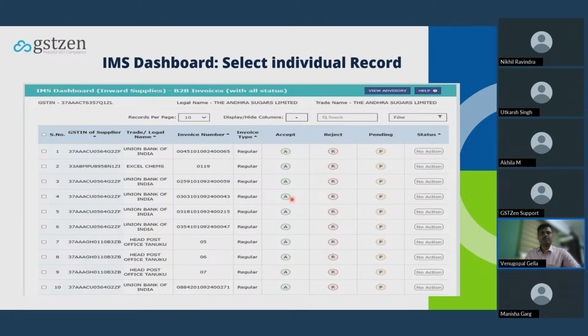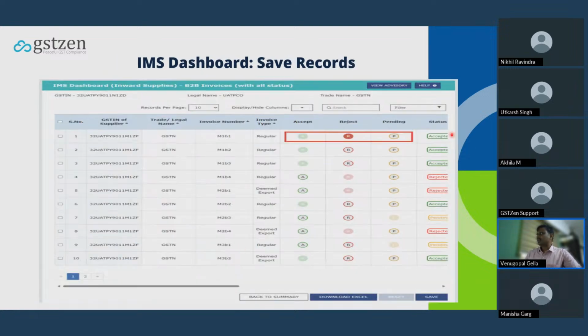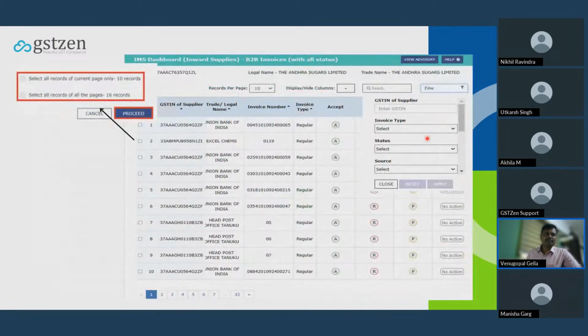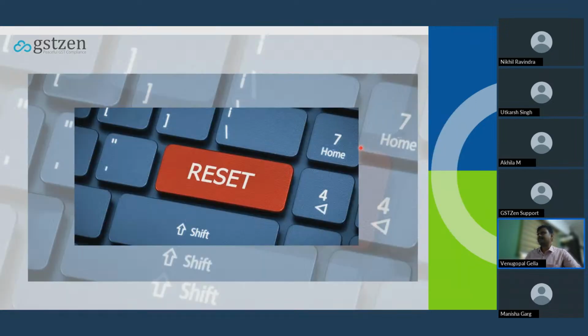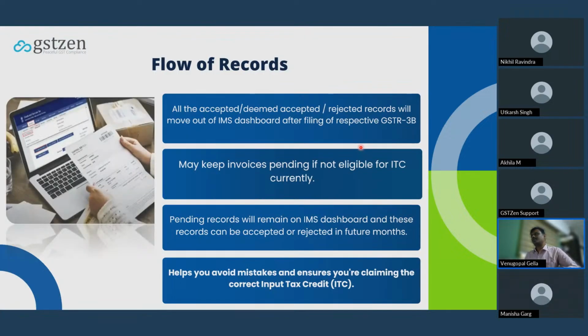I am showing you the government portal at the start. So you have accept, reject, pending buttons. You can click any of that. The moment you click, on the right side, the status would be shown as accepted, rejected, or pending. If there are a lot of records you want to act on, you can filter by GST number, by invoice type, by status. You can use any of these to filter. Before you file, you have a reset button. Once you recompute, you will get a new GSTR 3B. Flow of records, I will show it live.